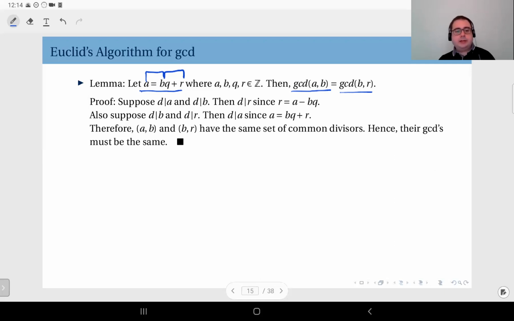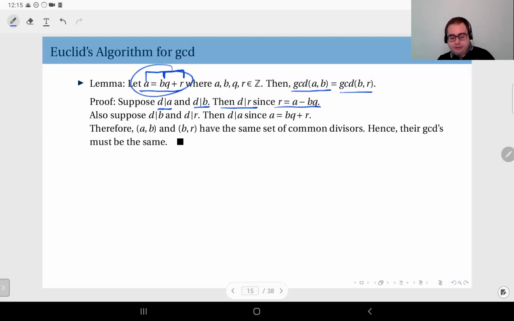Now, first of all, let's see why the lemma is true. Suppose we have a number D that divides A and B. So D is one of the common factors of A and B. In fact, the GCD is going to be the greatest such number. But D here represents a generic common factor of A and B. Then D must also be a divisor of R, because when you have this expression, A equals BQ plus R, you can write R as A minus B times Q.